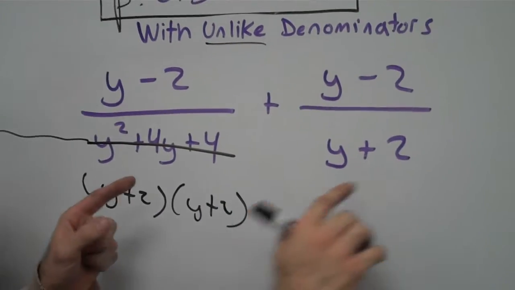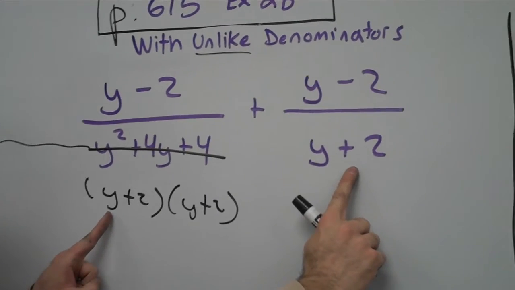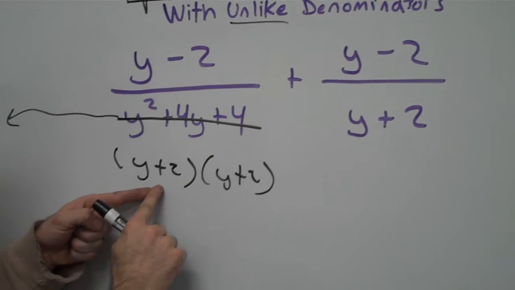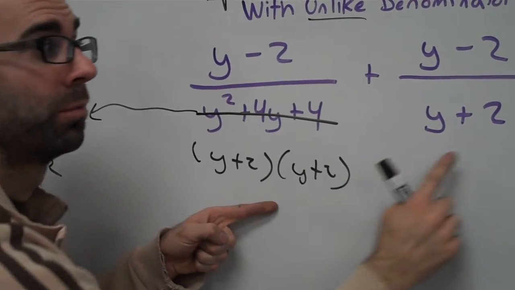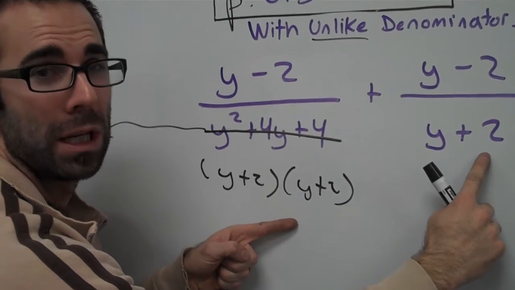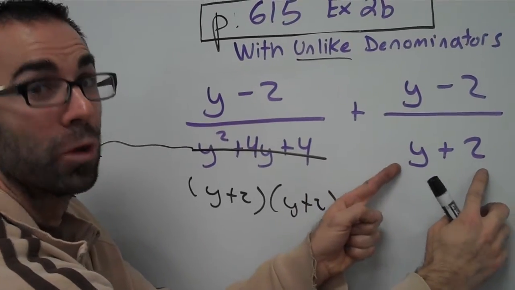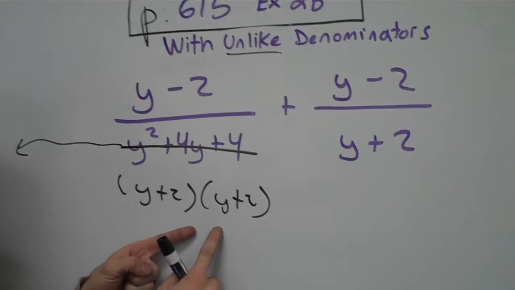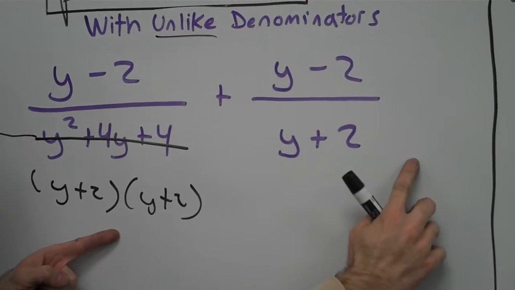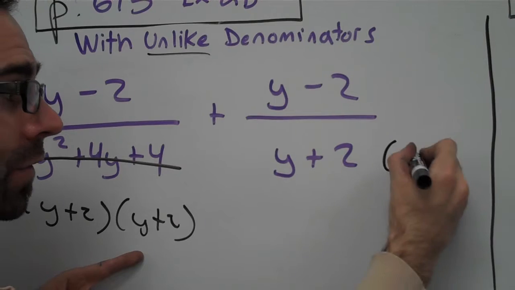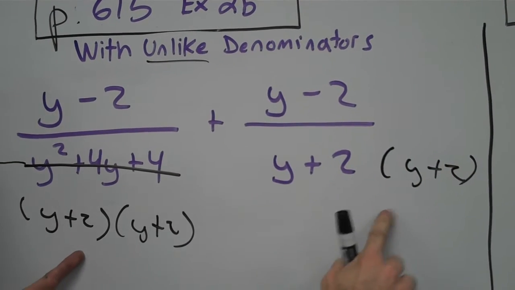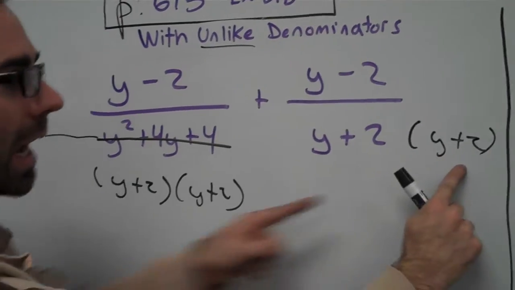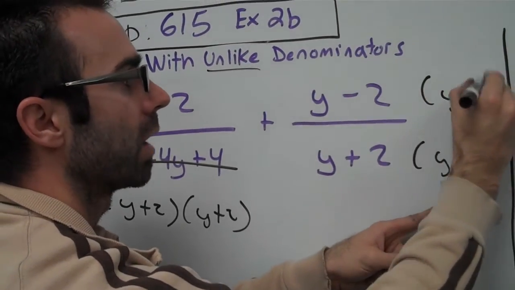Check it out. You see how both sides have a y plus 2? However, the left-hand side has a y plus 2 and a y plus 2, but this side, oh, he's a little lonely. He only has one y plus 2. So what does this side need? It needs a y plus 2 so that they're both the same. Because look, if this side had a y plus 2, aren't these now the exact same thing? Yes. So that means we need to multiply this side, top and bottom, by y plus 2.